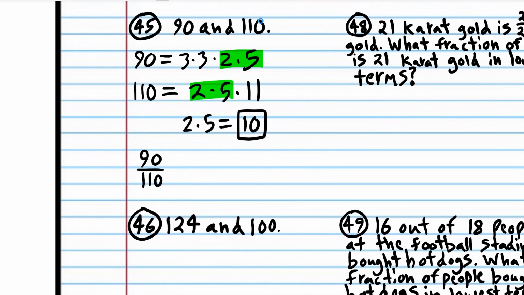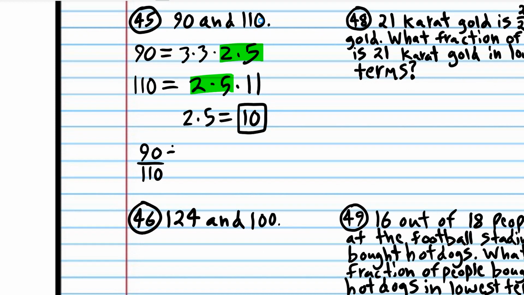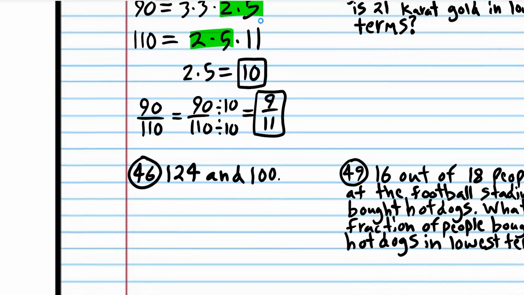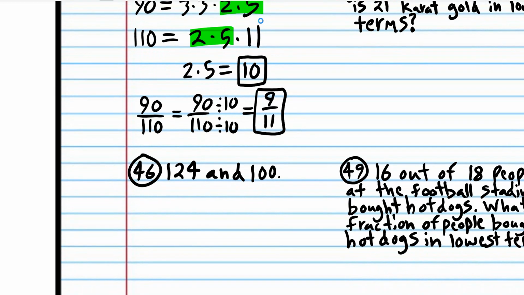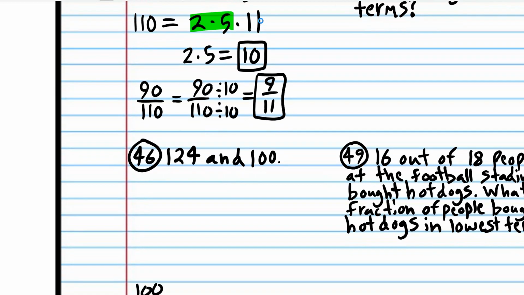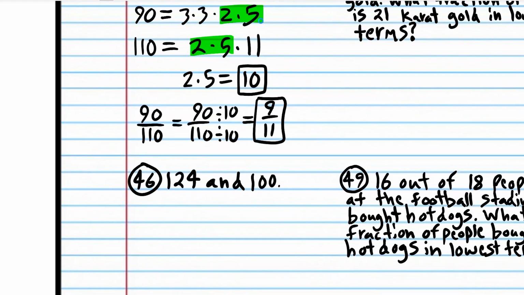So now that we have the greatest common factor, we can reduce the fraction very quickly. 90 over 110, divide both sides by 10, and you get 9 over 11. So that's why GCF is useful. 10, 11, 9. All right, so now it's your turn.